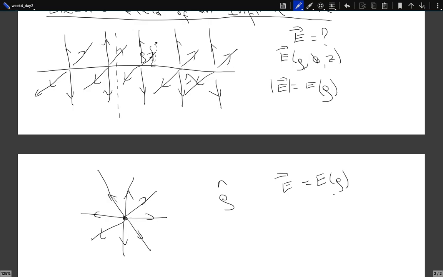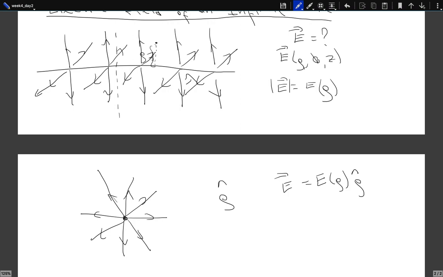The magnitude depends only on rho. It cannot depend on anything else. It cannot depend on phi. It cannot depend on z. And furthermore, it is only in the direction where rho increases. So now we already know something about the electric field.